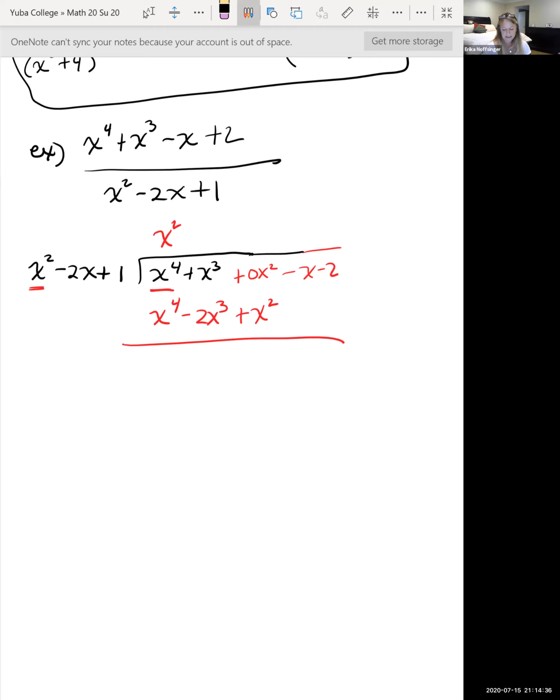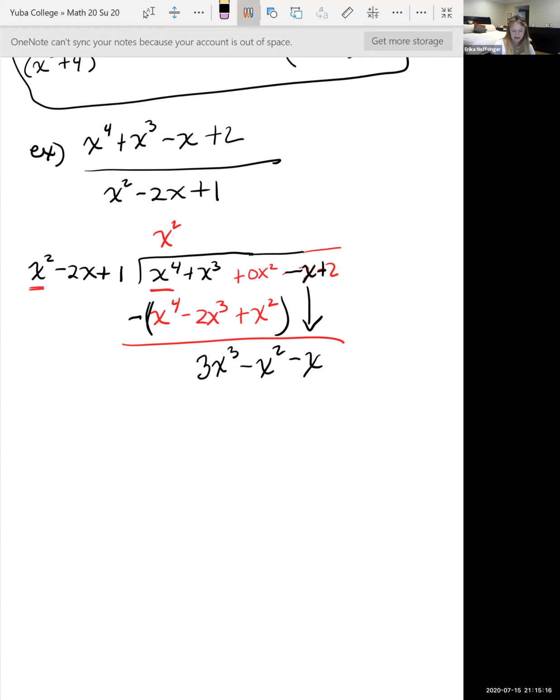Okay, so you're subtracting this whole piece off. So you're changing the signs and adding. So we have x to the fourth minus x to the fourth cancels. We have an x cubed minus a negative, so x cubed plus 2x cubed. Isn't it plus 2? Yep, plus 2 minus x. Thank you. So x cubed plus 2x cubed is 3x cubed. 0x squared minus x squared, so minus x squared. Let's bring down the next term, negative x.